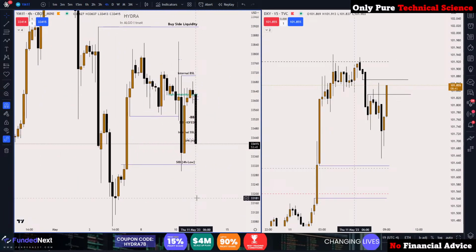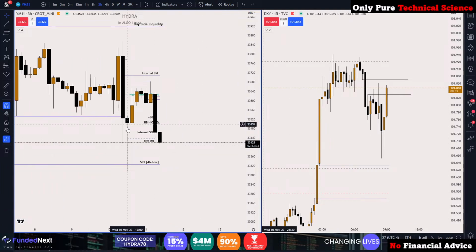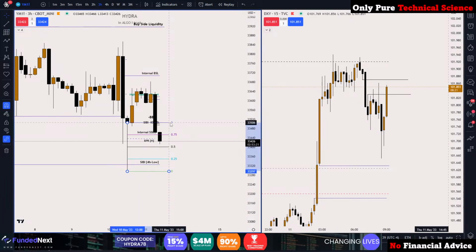Do we have any higher time frame target? 3-hour chart. Okay, on the 3-hour chart I do see a big wick. If I measure the wick, the consequent encroachment of this wick will come somewhere here. So I'm going to measure this candle's wick like this, and you can see that the consequent encroachment of this wick is here.